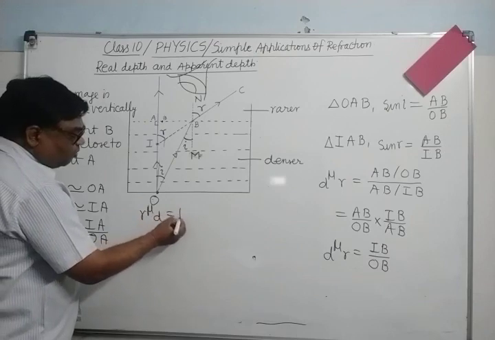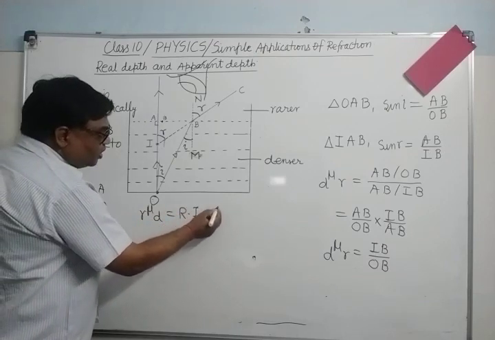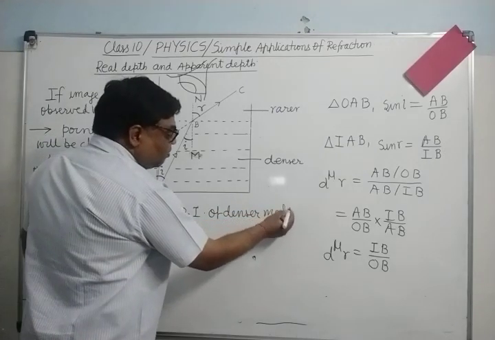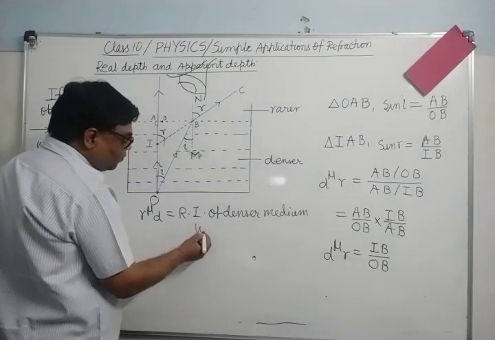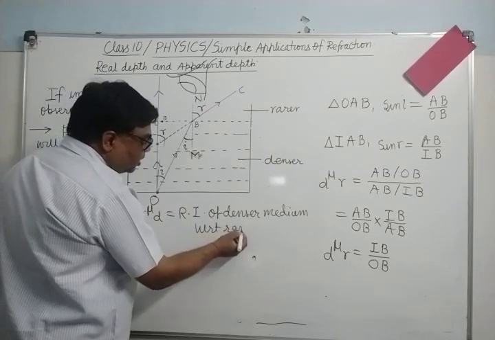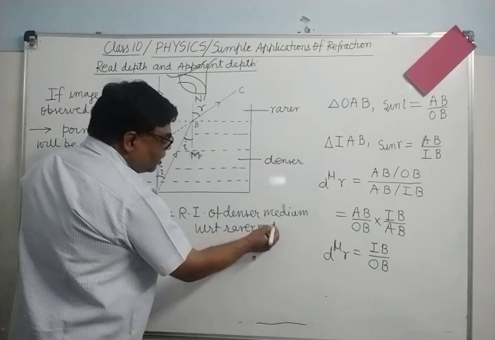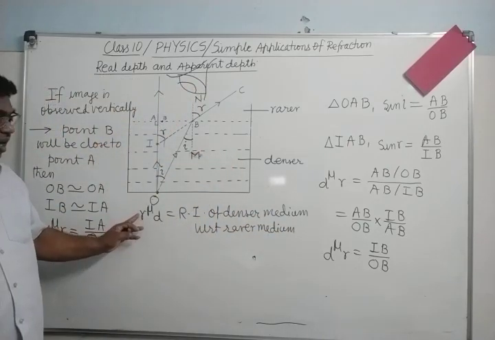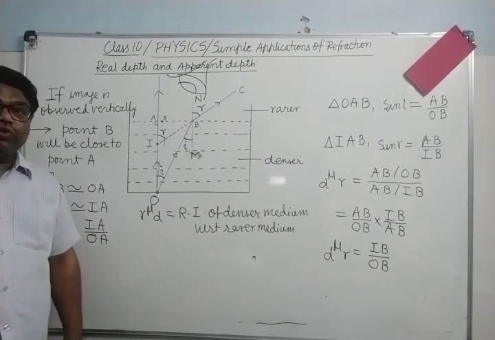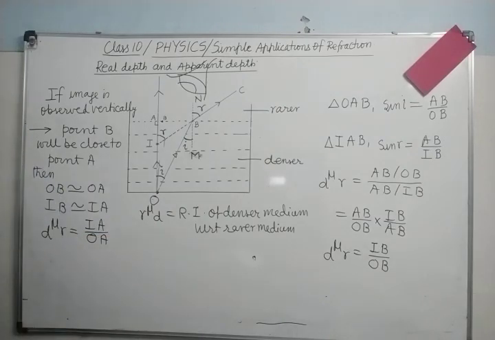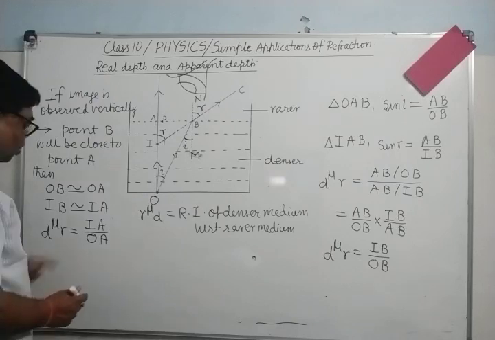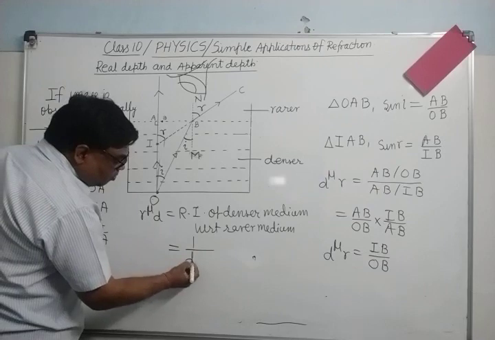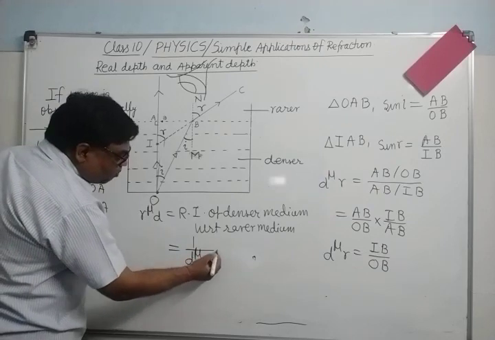Refractive index of denser medium with respect to rarer medium. Which means suppose if this is water and this is air, then R mu T will be equal to A mu W. It's clear? So R mu T you can write as 1 upon d mu R.